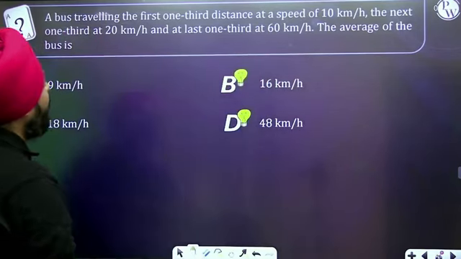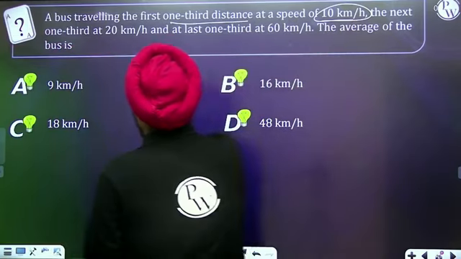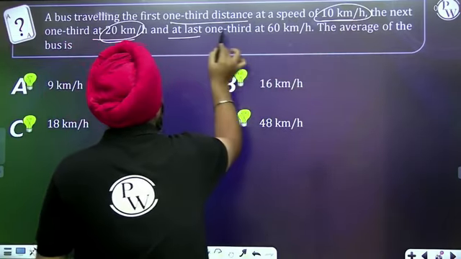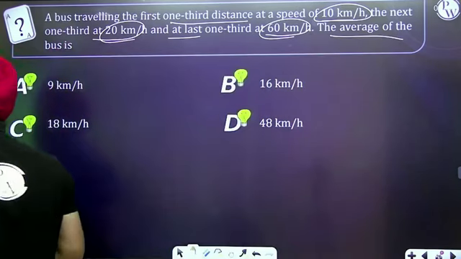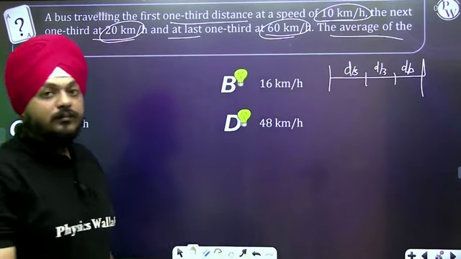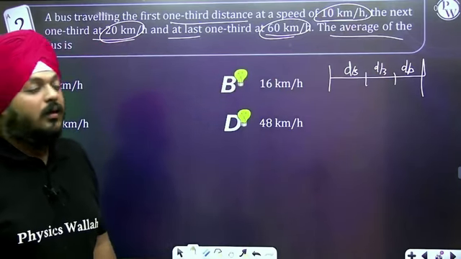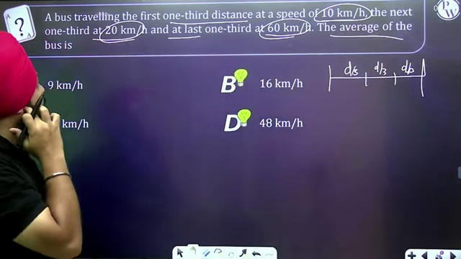A bus travels the first 1/3 distance with the speed of 10, the next 1/3 at 20, and the last 1/3 at 60. What is the average speed? Now this is very simple. We have 3 equal distance intervals, d by 3, d by 3, d by 3, one with 10, second with 20, third with 60.